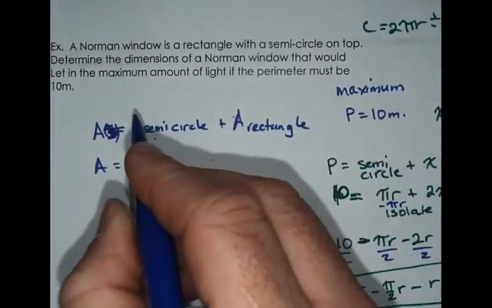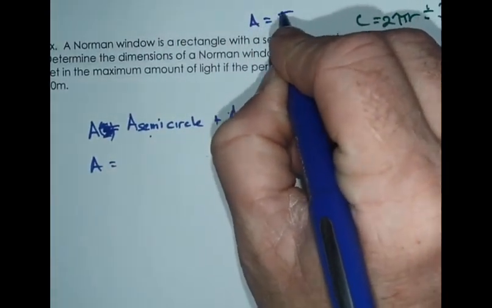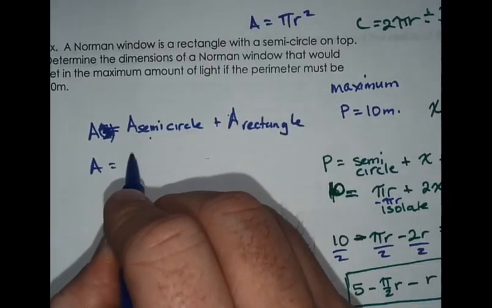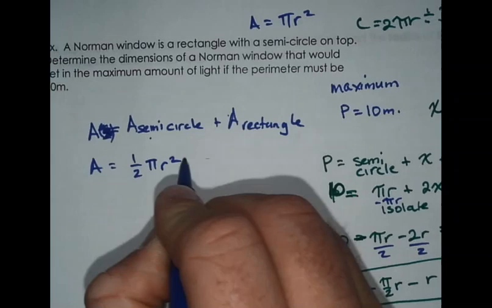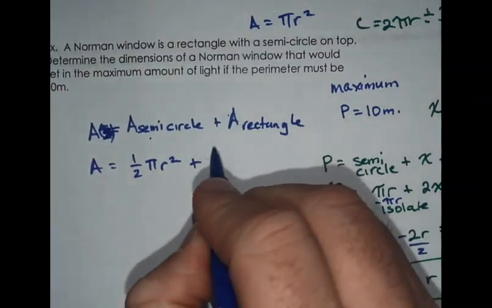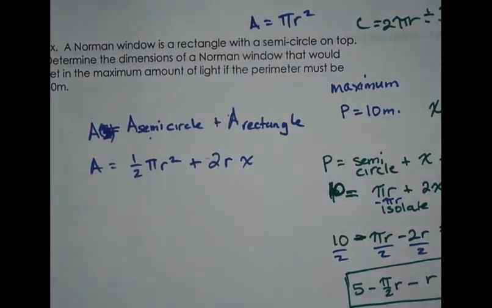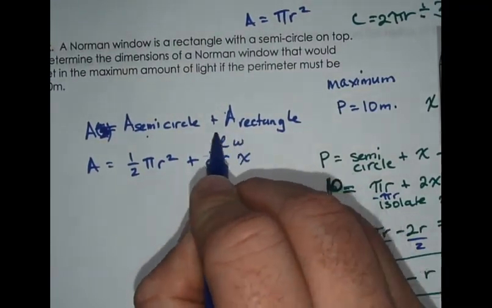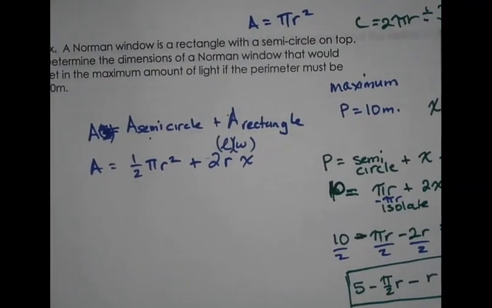So area of semicircle, okay. Pi r squared is the big circle, so we're going to do half pi r squared, plus 2rx. If I was looking at my rectangle, think of this as my length and width. Length is 2r, my width is x.